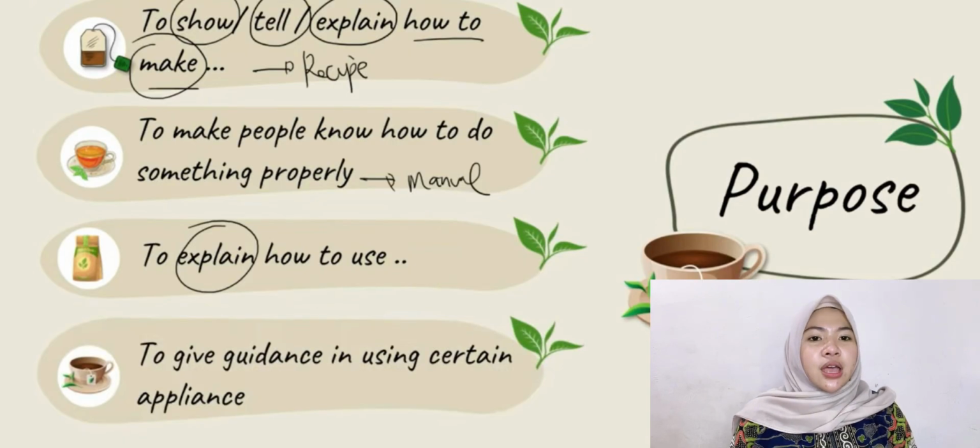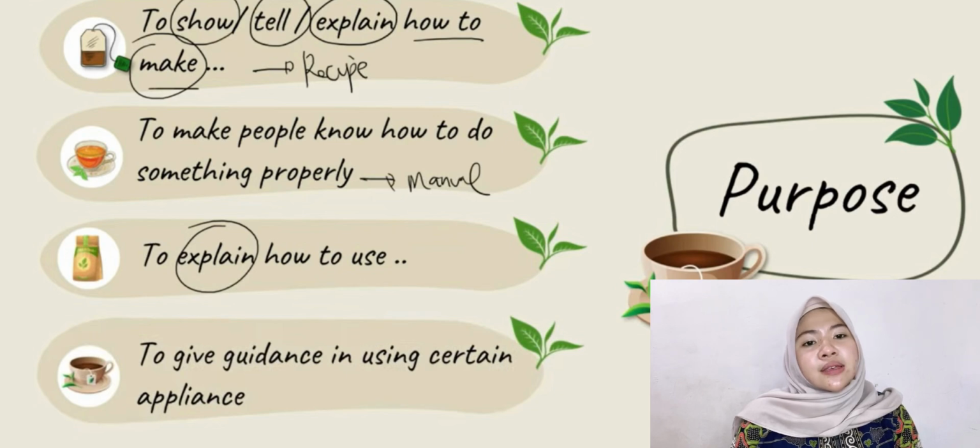Now, let's talk about the purpose of a procedure text. The first purpose is to show, to tell, or to explain how to make something. This is usually found in a recipe. The second purpose is to make people know how to do something properly. This is usually found in a manual. The last purpose is to give guidance in using something.